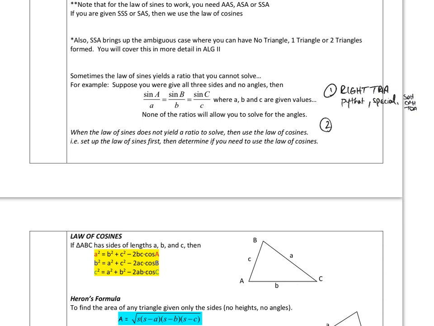If it's not a right triangle, you first do the law of sines. If that doesn't work, then you try the law of cosines. Do not do the law of cosines right away. Save that to the very end, because the law of cosines is a little bit more complex than the other ones. The law of sines is actually not that bad when you start using it, because you'll see that it's just a ratio.